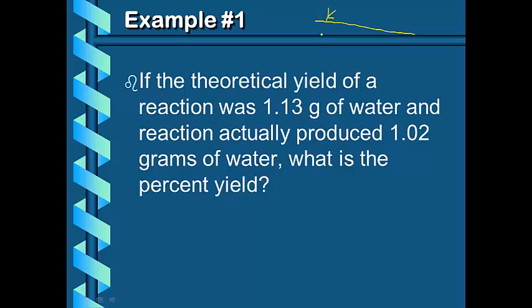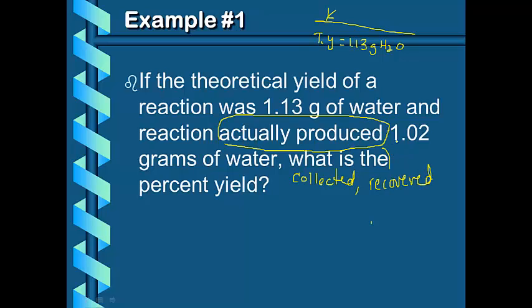For number one, I'll go ahead and write out the known and the unknown up here. Theoretical yield, TY, is equal to 1.13 grams of water, and the reaction actually produced. Now you've got to think of some synonyms here, because it's not always going to use the word actually, it's not always going to say actual yield. So it may say produced, it may say collected, recovered is another one that's used a lot for telling you what the actual yield is. So my actual yield is 1.02 grams of water. And the unknown is the percent yield.